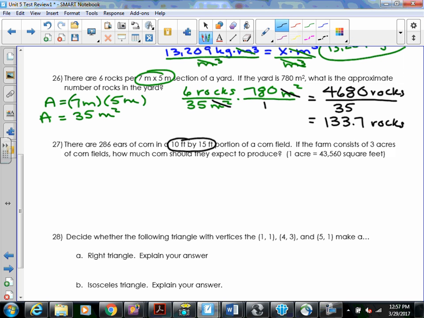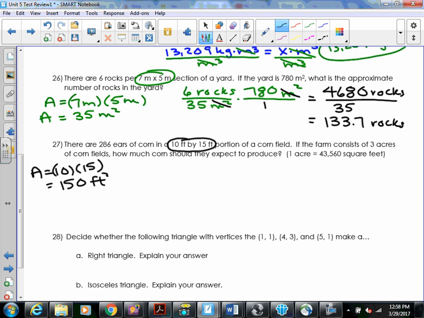So you already know this is going to be used to give you what? The area. It's going to be used to give you the area. So your area is going to be 10 by 15, which is 150 square feet. Then the next thing, if the farm consists of 3 acres of cornfields, how much corn can we expect to produce? And then they give you a conversion from acres to square feet.